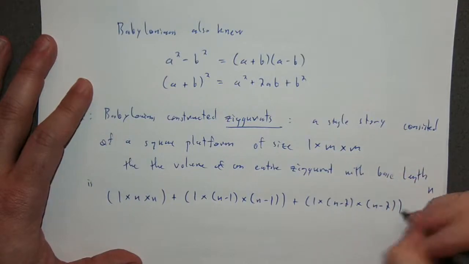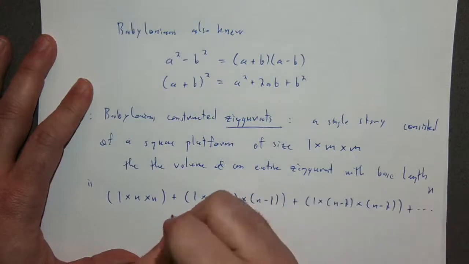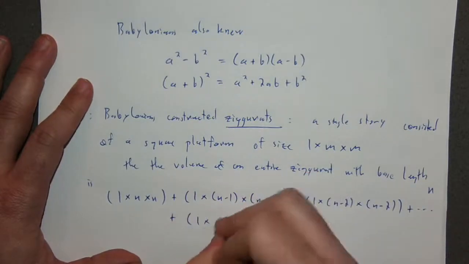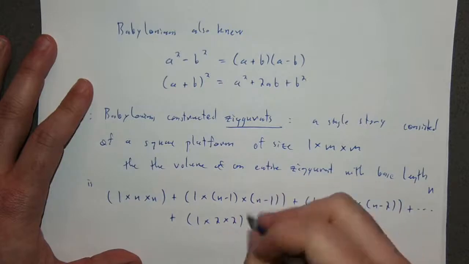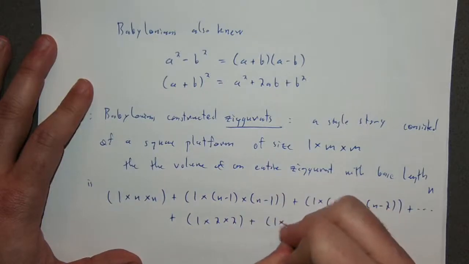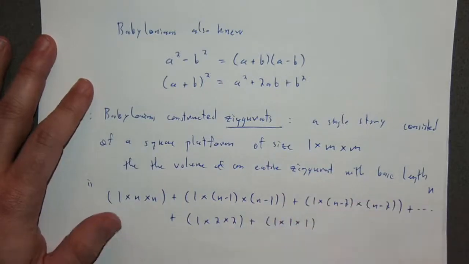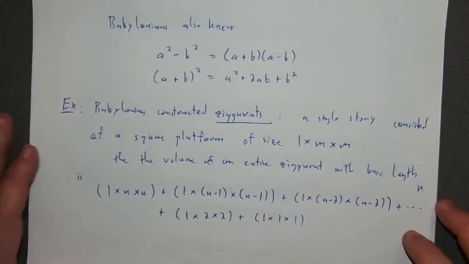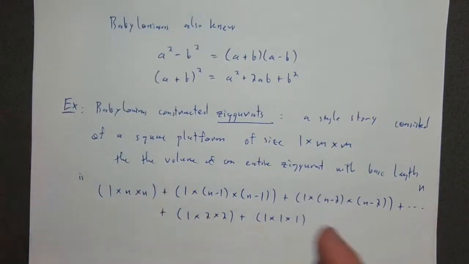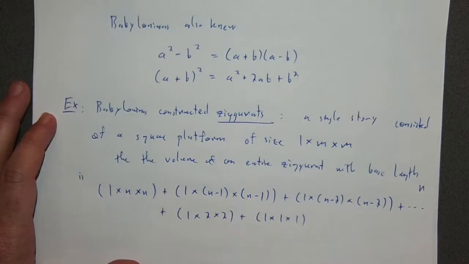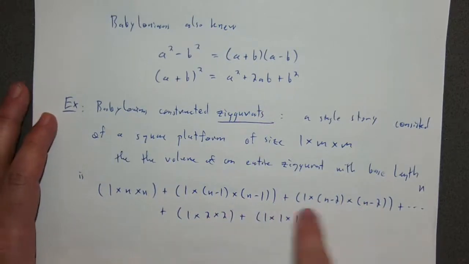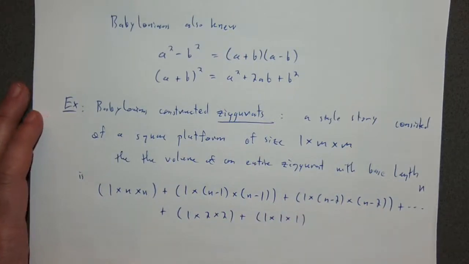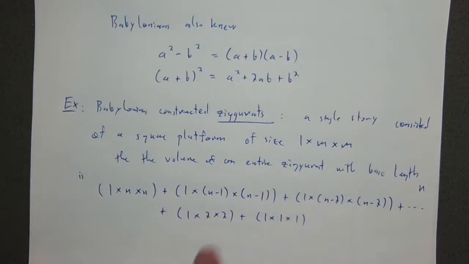So we do this one at a time, all the way down to 1 by 2 by 2, and 1 by 1 by 1 is the top. So this would be the volume of a whole ziggurat. Here's my base, and then I'm tapering off one story up here, and so on. So this was me computing the volume of a ziggurat with this base.